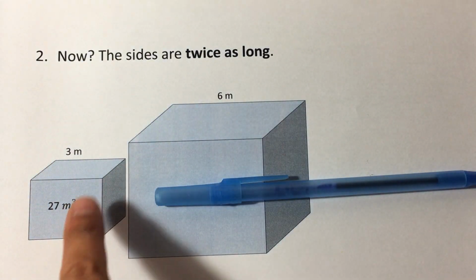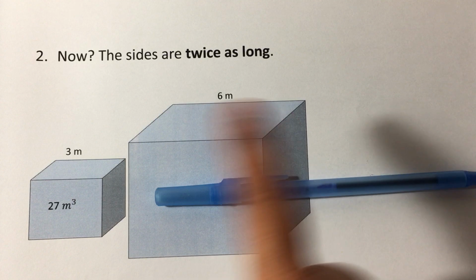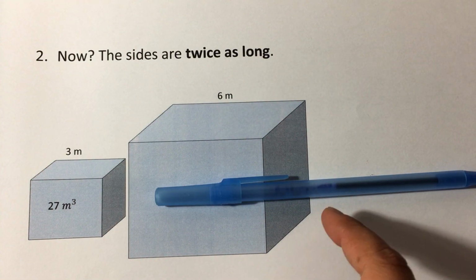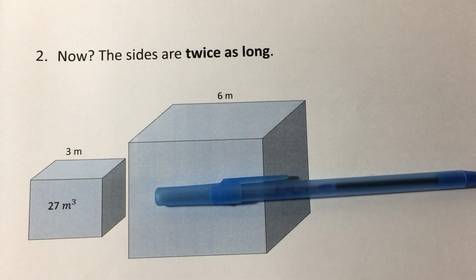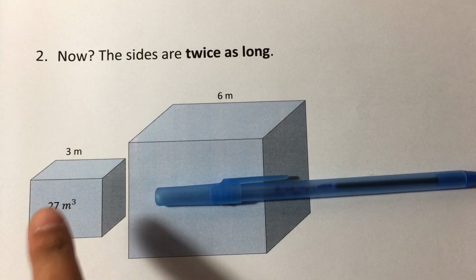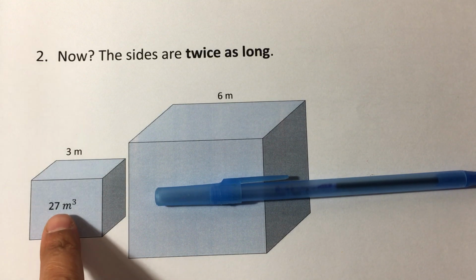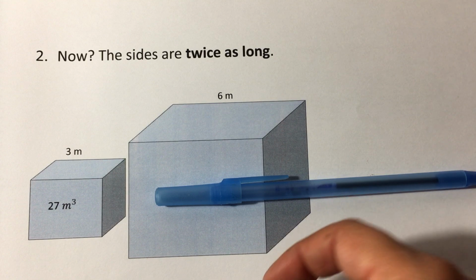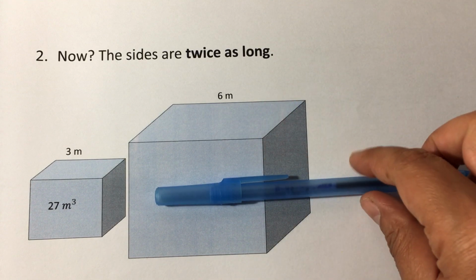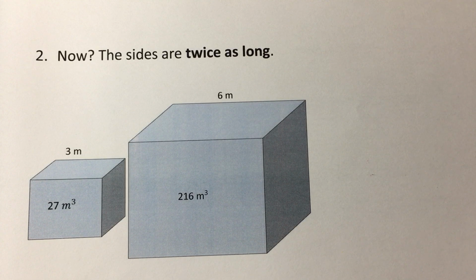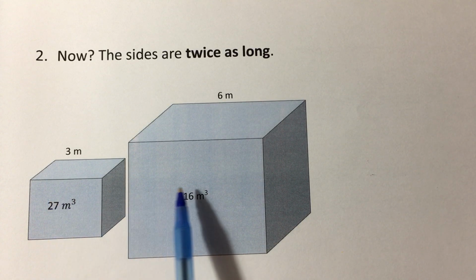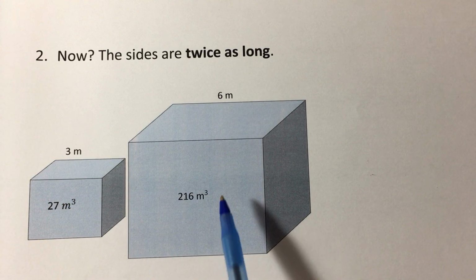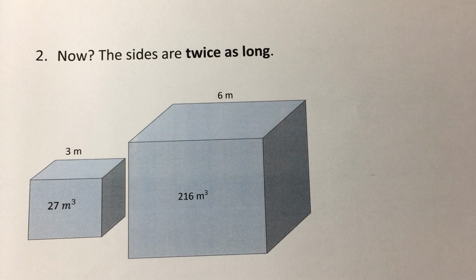Now, let's say that the sides of the second cube is twice as long. So each dimension is 6 times 6 times 6. If this is twice, we would assume that the volume in here would be twice. But in reality, 6 times 6 is 36, times 6 is 216 cubic meters. That's not twice 27. Twice 27 will be 54, but the volume in reality is 216.